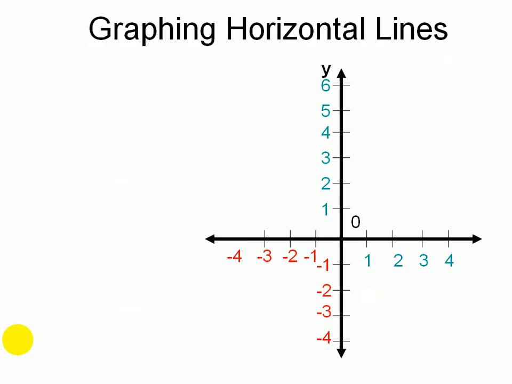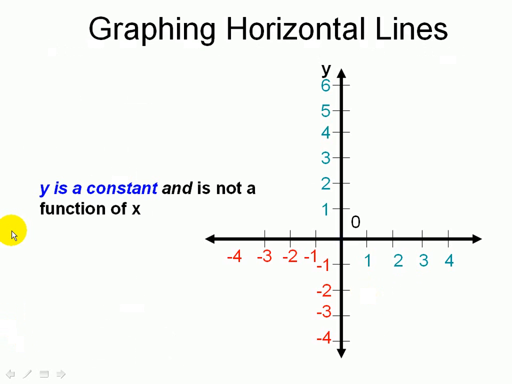Now we're going to take a look at graphing lines. And what do we mean by graphing lines that are horizontal? For this case, y is a constant and is not a function of x. What does that mean? Y is not a function of x. It means that no matter what the value of x is, we're still going to have y being a constant. So for example, let's say y equals 5. No matter what the value of x is, 1, 2, 3, 4, or negative 1, negative 2, negative 3, or negative 4, y will always equal 5. So what we have, as shown here, is a horizontal line.